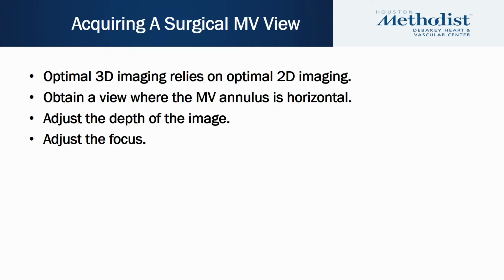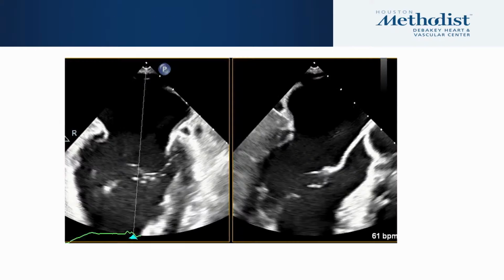Remember that optimal 3D imaging relies on optimal 2D imaging. So first you want to make sure that you get your optimal 2D image of the mitral valve to include the annulus and the leaflets. You want to obtain a view where the mitral annulus is completely horizontal. You want to adjust the depth of the image and focus on the mitral valve.